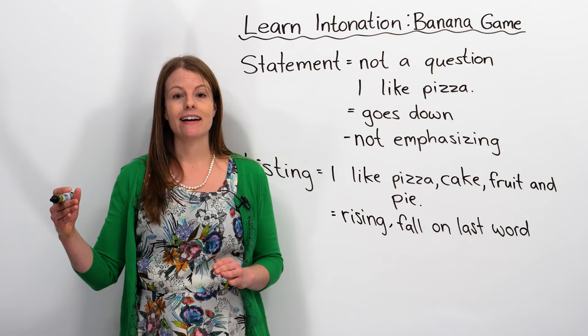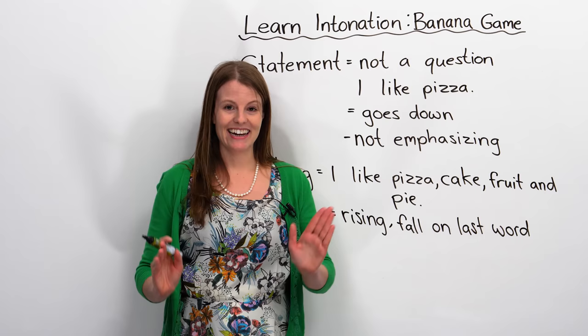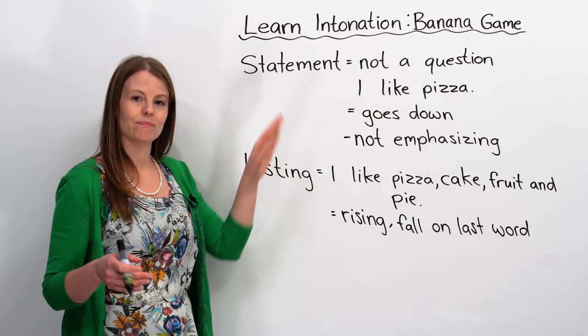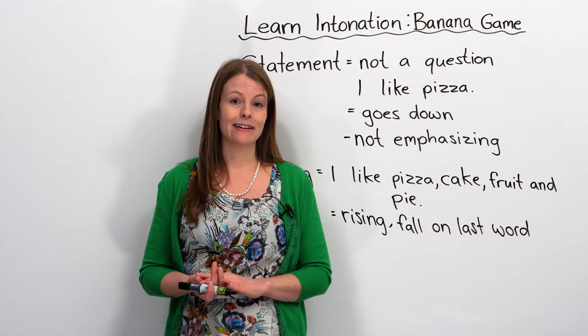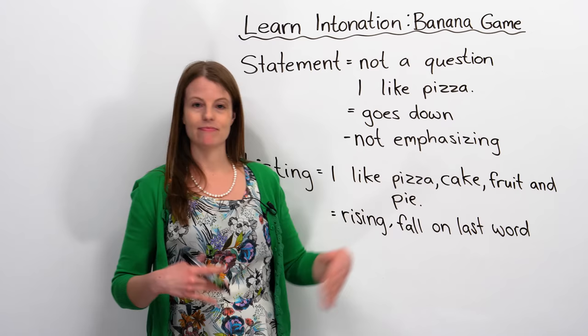Okay, so that's an example. So now I want you to listen, I'm gonna say banana, and I want you to tell me, am I listing something, or am I just making a statement? Okay, so listen carefully to my intonation. Banana, banana, banana, banana. What do you think? In this case, you'll notice I went up, up, up, and down. I was listing things.